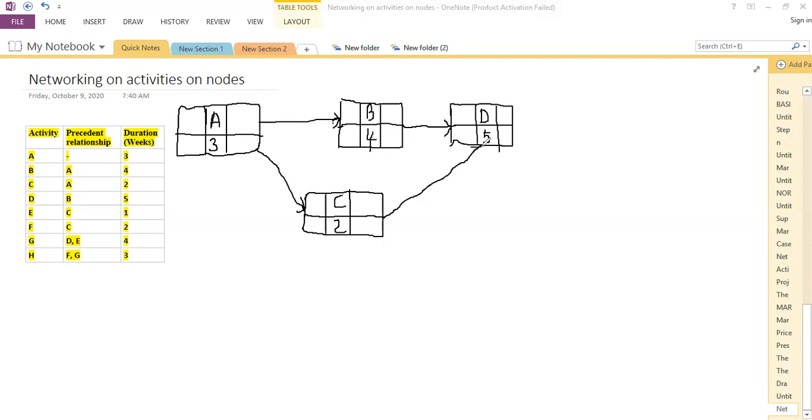Activity C is the predecessor of activity E. I've chosen to direct my arrow for E closer to the D because D and E will come together at some point. Let me make this one bigger.